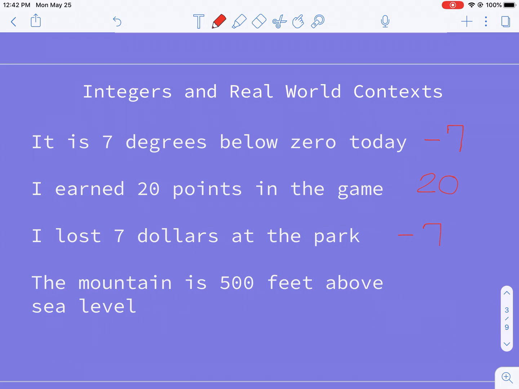The mountain is 500 feet above sea level. Think 500 above zero would be a positive 500. Now, you can put the plus sign, I wouldn't take it off. My only thing is I want you to recognize that if you were given those integers without the plus sign in front of them, that they are positive. Negative numbers, in order to be recognized as negative, must have the negative symbol in front of them.